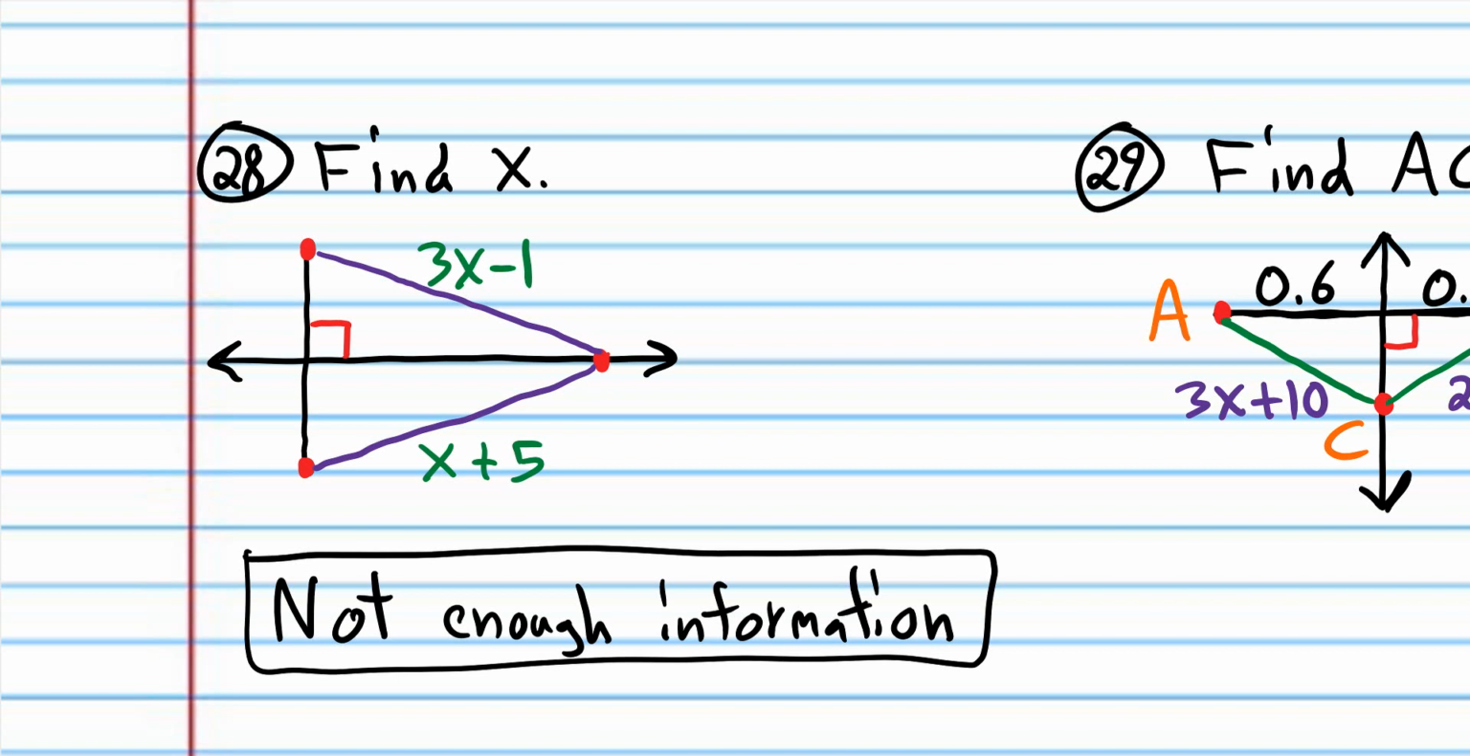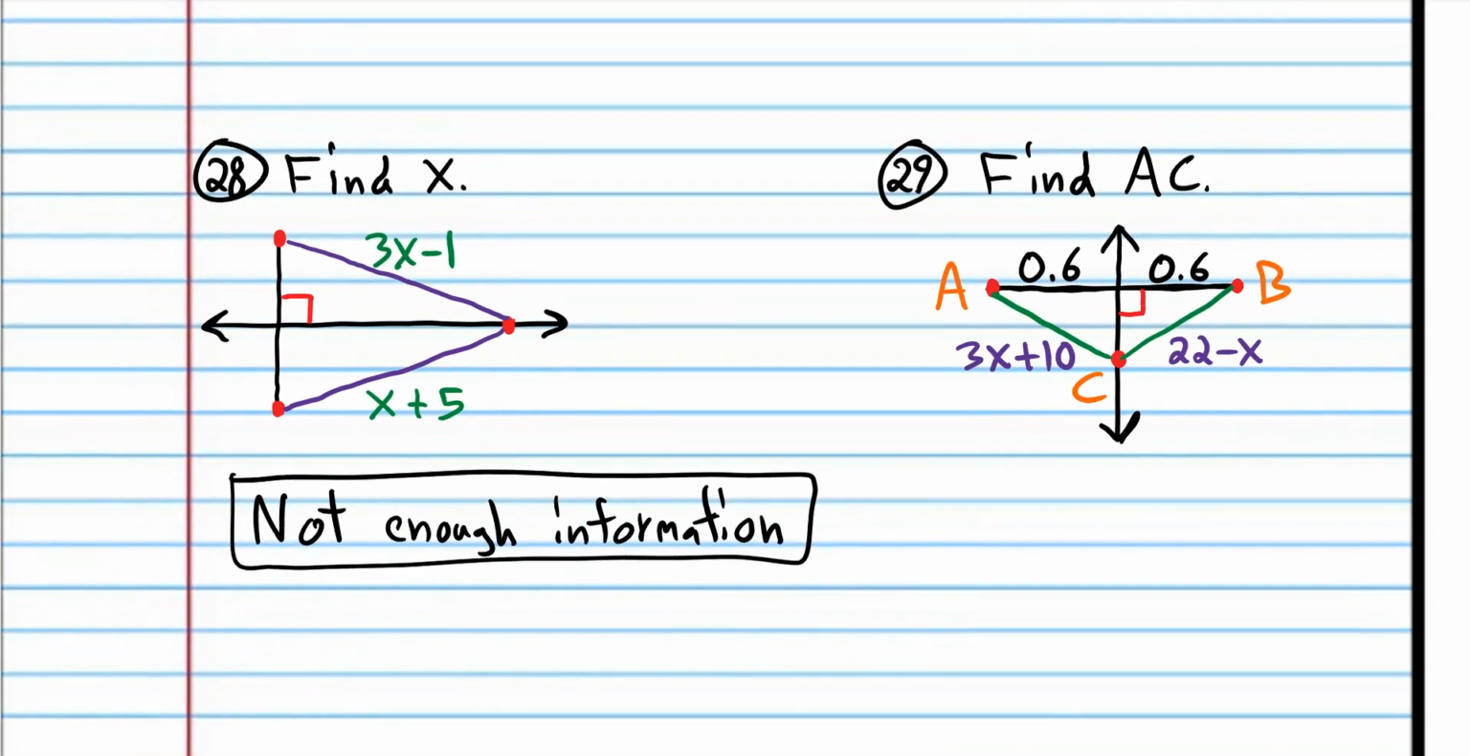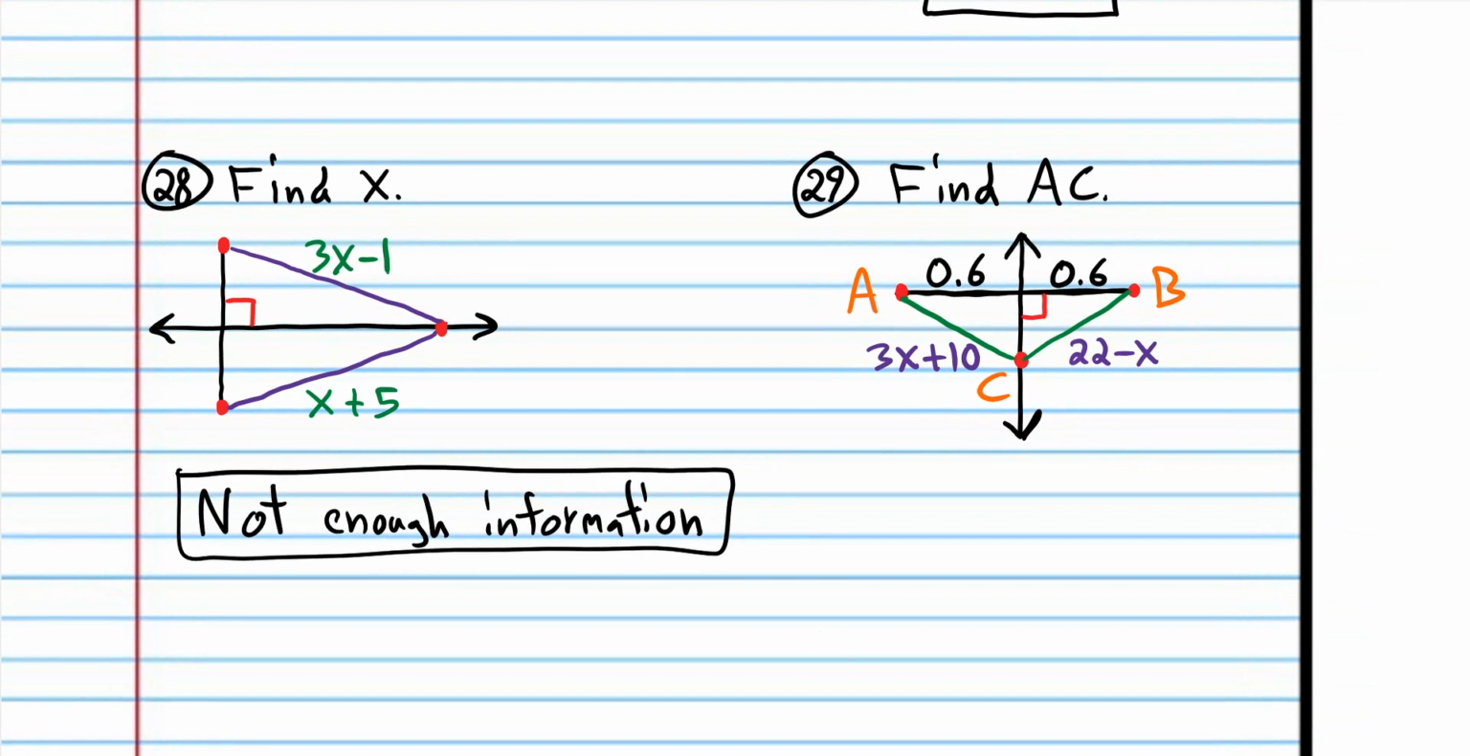Those are the two ways to tell that we don't have enough information, pretty much: we're either going to be lacking the 90-degree angle, or we don't know that those two lengths are equal, meaning it's a bisector. Try number 29, and when you come back, we'll do it together.